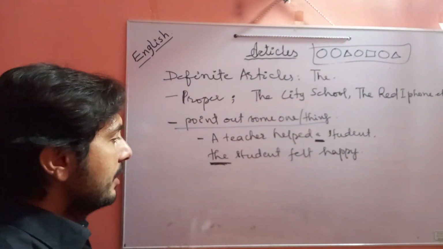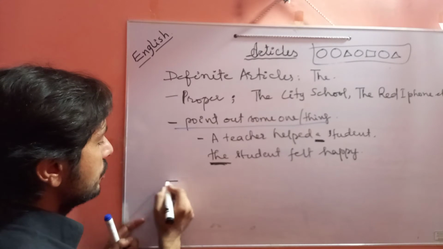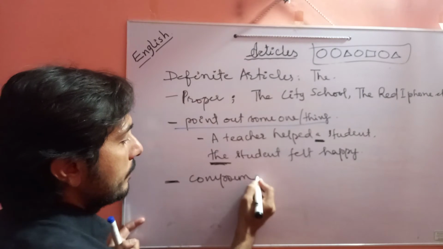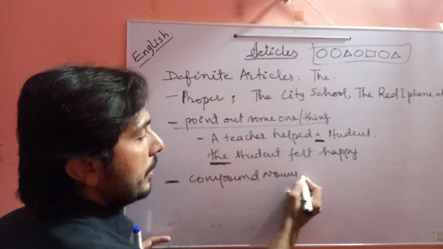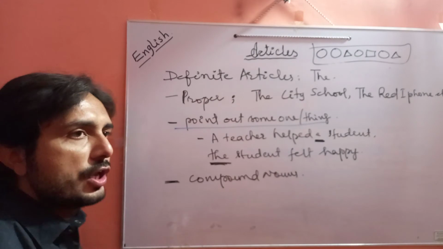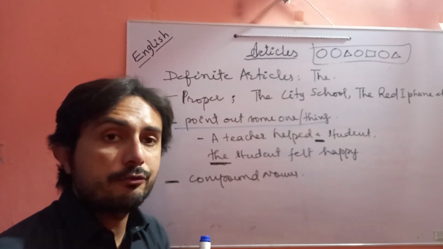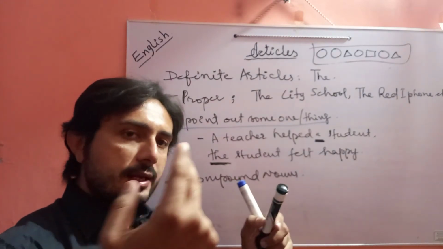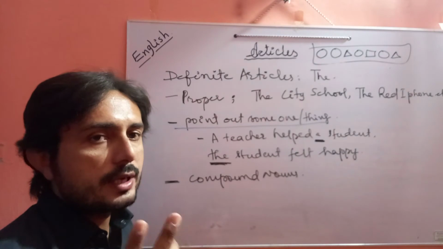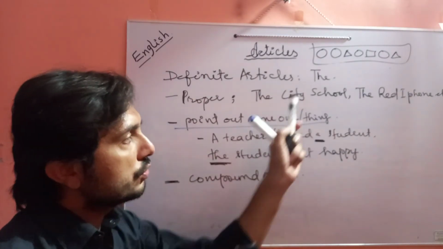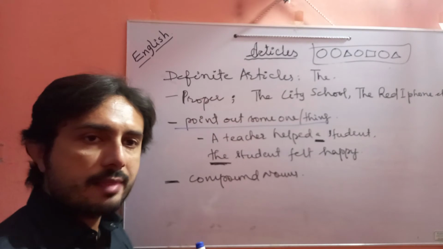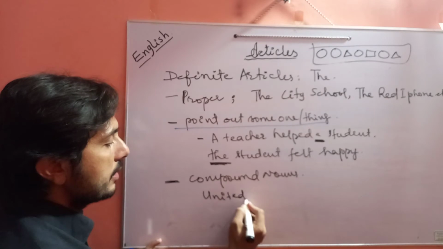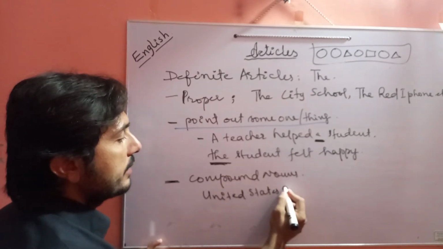And apart from that, this "the" is used with compound nouns as well. Okay, now how do we form the compound nouns? If a word is made up of two words, that might be a territory, the names of cities, or the names of countries, whenever the nouns are composed of two words, we use "the". We never use "a" or "an" there. Okay, for example, if it is written there, the United States of America.